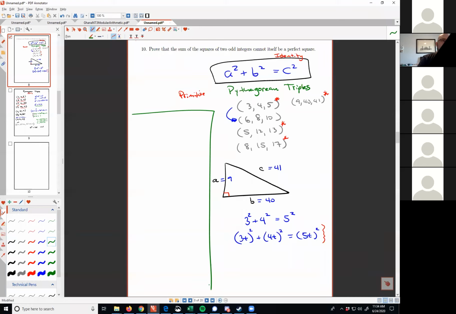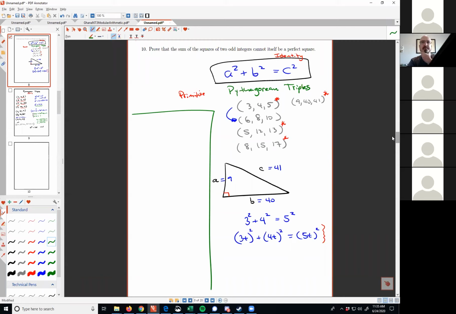We want to prove that the sum of the squares of 2 odd integers cannot itself be a perfect square. So what do we know about the square of an odd integer? What modulus could we work in? We could work in mod 3. We could work in mod 3, but mod 3 is not a good modulus to talk about odd integers in specifically. Mod 10. Mod 2.